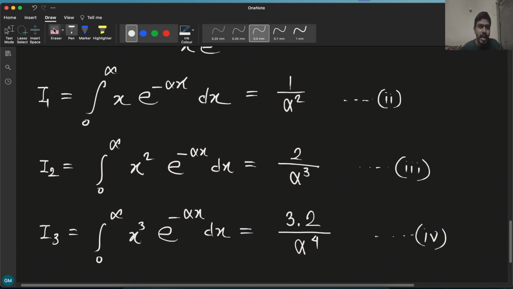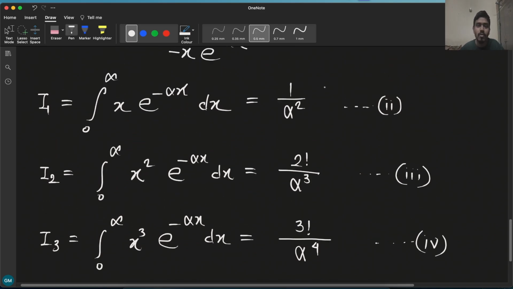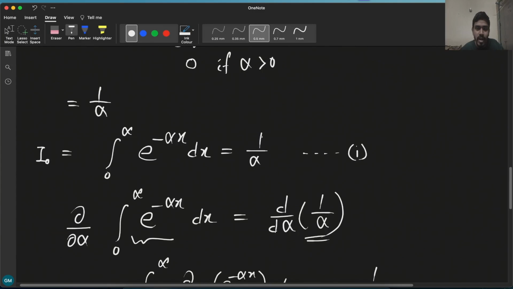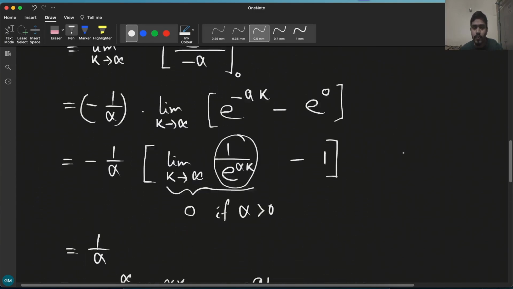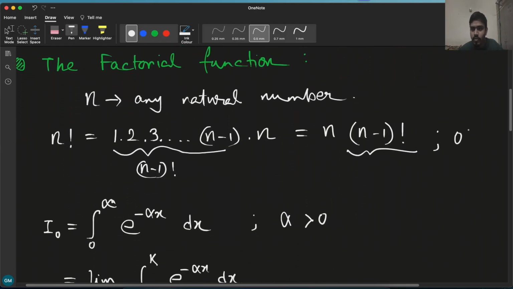And here I can write, instead of 2, I can write it as 2 times 1. So that means I can write it as 2 factorial. Instead of 3 times 2, I can write it as 3 factorial. Right? Here instead of 1, I can write it as 1 factorial. And here instead of 1, I can write it as 0 factorial, because I know that 0 factorial equals 1.